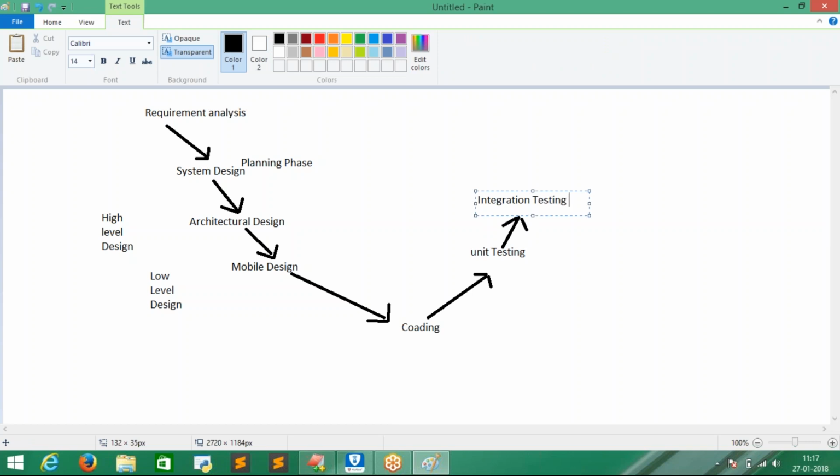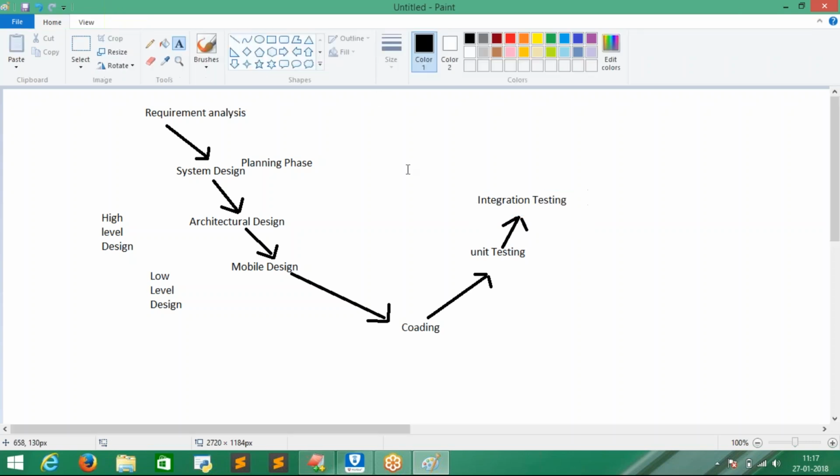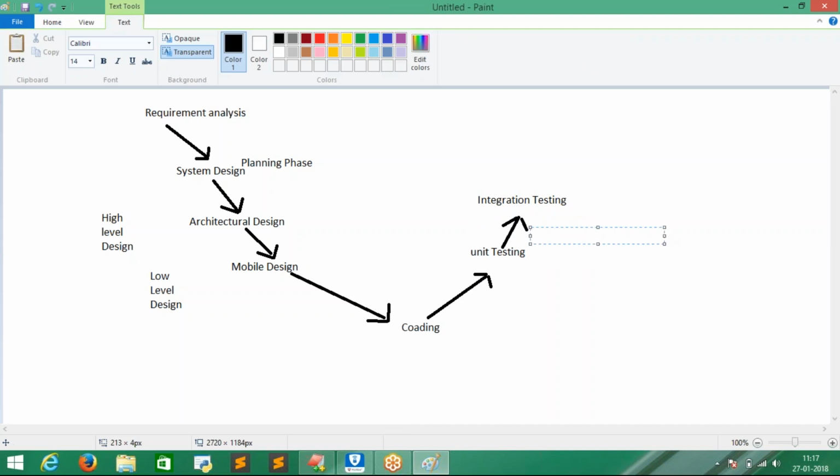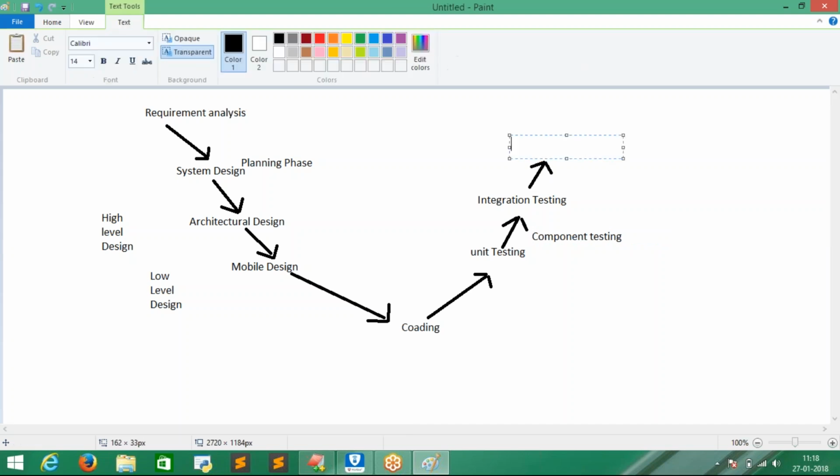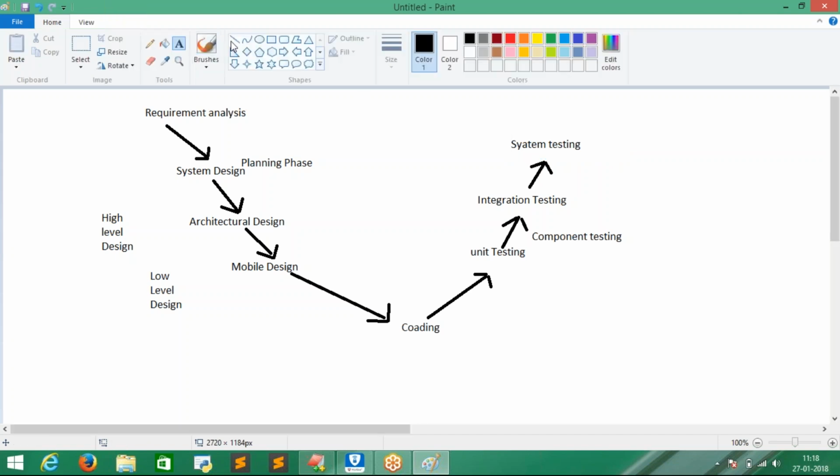Sometimes, in between unit testing and integration testing, something called component testing comes into the picture. After integration testing, there will be system testing, and after that it will be UAT testing.